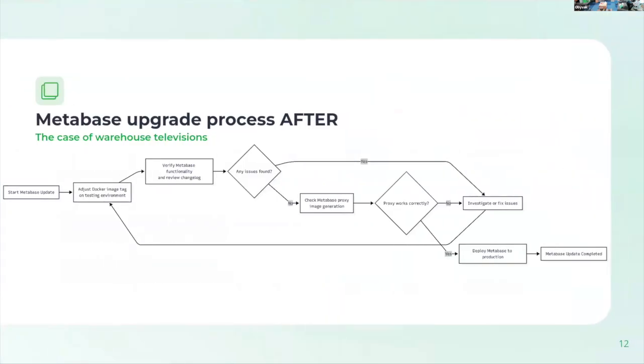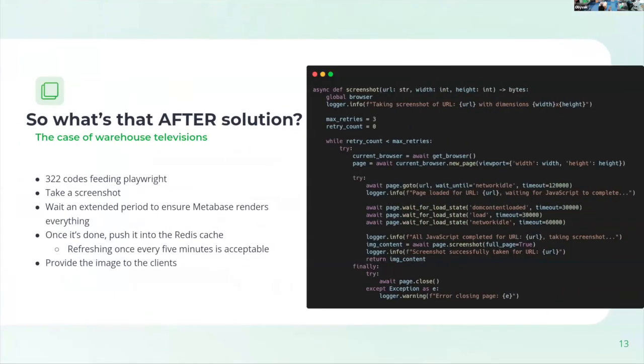So we had to do something, and this is the solution we did. That's the improved runbook for upgrading Metabase. And this is what we did after, to make all of this work. It's very simple. It's 322 lines of code, not really that much. It's just Playwright taking pictures of Metabase.